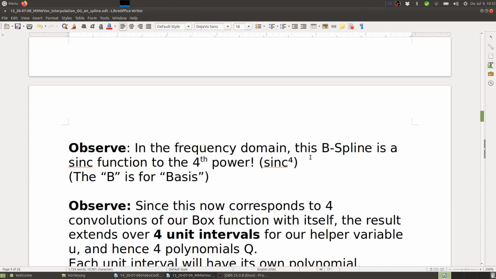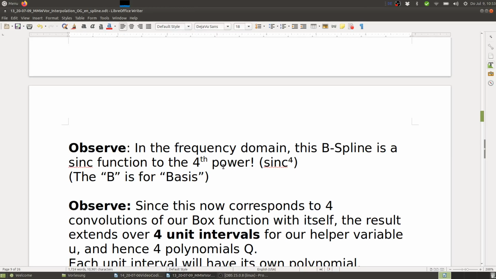So in the frequency domain, this B-spline is a sinc function to the 4th power. Remember, convolution in the space or time domain becomes a multiplication in the frequency domain. Right? And since we know that the box function in the time domain is a sinc function in the frequency domain, then 4 times convolving the box function becomes the sinc function to the 4th power.